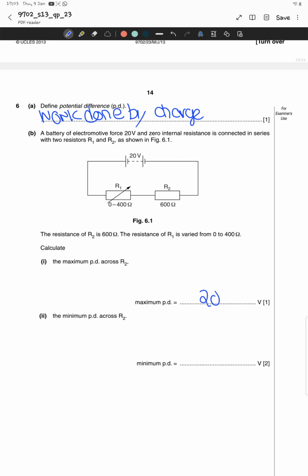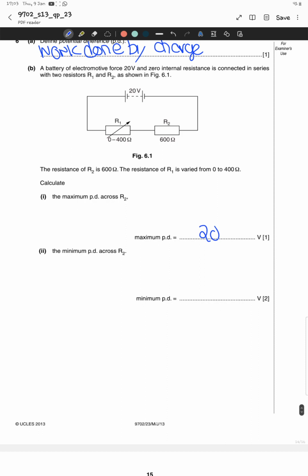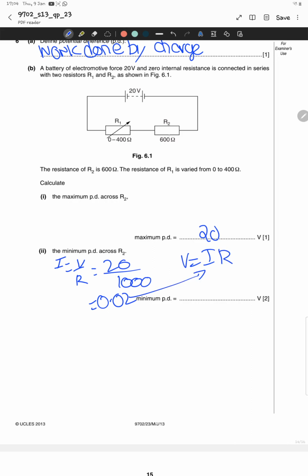So if you put this as 400, let's just do that. We can do this a couple of ways. I'll just do it a bit of a long way. We can just find the current, V by R, so 10 divided by 1,000. So the current is 0.02. And then, because you know the current, you can multiply that by 600 because V equals IR. So 0.02 into 600, you get 12 volts.